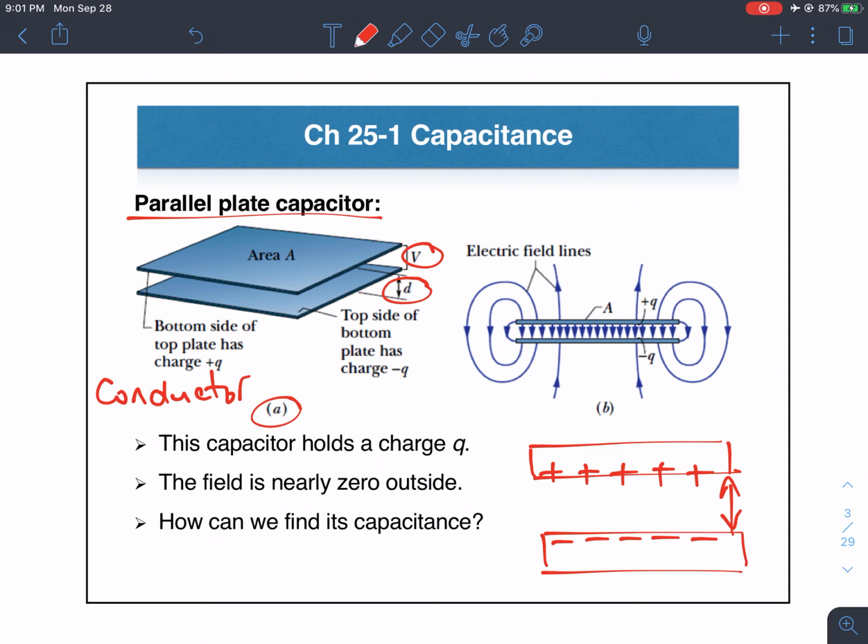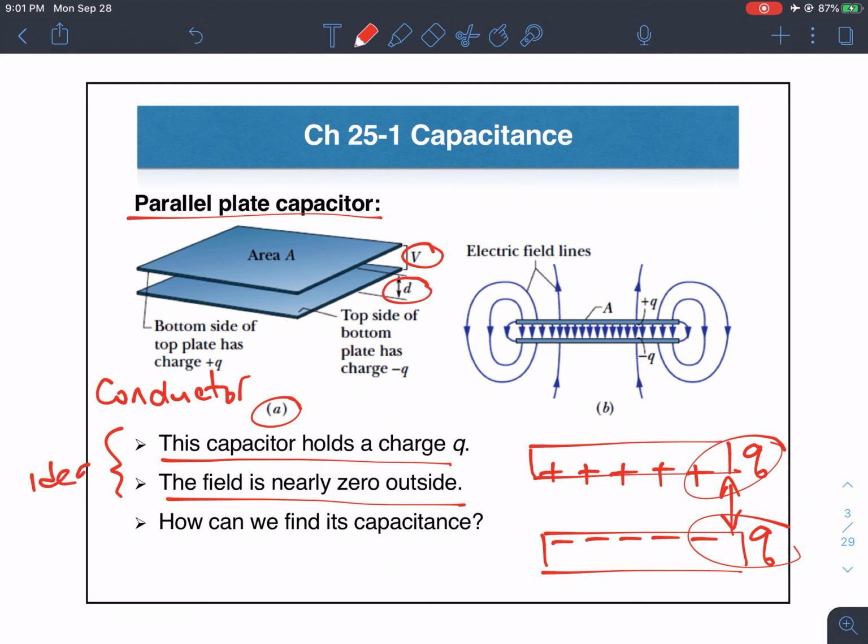Again, to call this a capacitor, you need the same amount of Q, but this is positive Q, this is negative Q, and we say that this capacitor holds the charge Q. So now you know that the plates will have an amount of Q, one positive, the other negative. And again, for an ideal case, we will say that the electric field is zero outside. These are ideal cases. And how can we find its capacitance? We're going to talk about that.